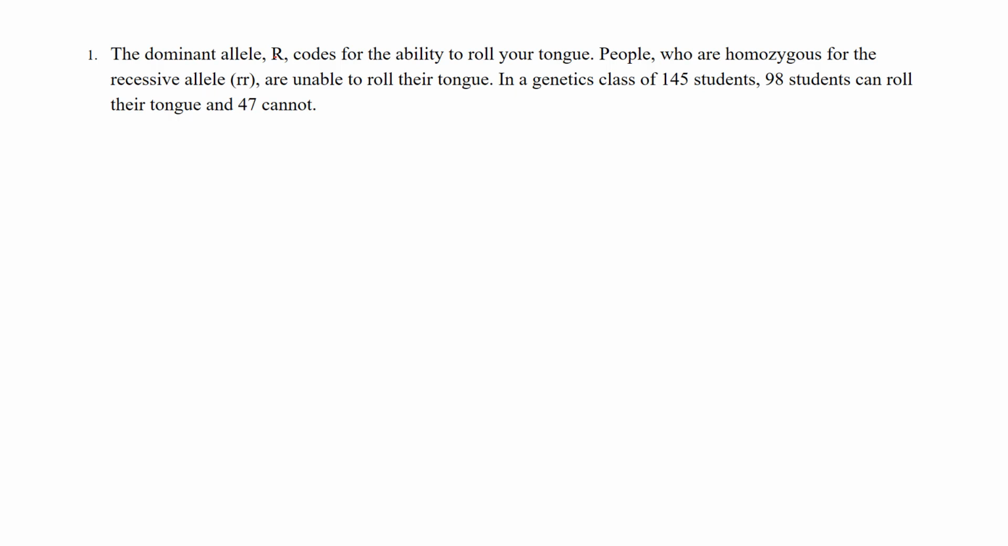It says dominant allele R codes for the ability to roll tongue. So if you can roll your tongue, and again, let's look at some strategies on how you tackle these questions, this is dominant. People who are homozygous for recessive allele little r's are unable to roll their tongue. So this is recessive. If you can't roll your tongue, it's a recessive trait. In a genetics class of 145 students, so this is the total, we want to keep that, 98 students can roll their tongue and 47 cannot.